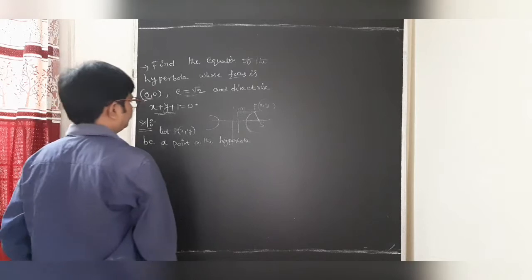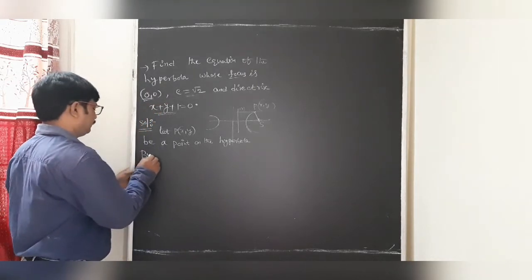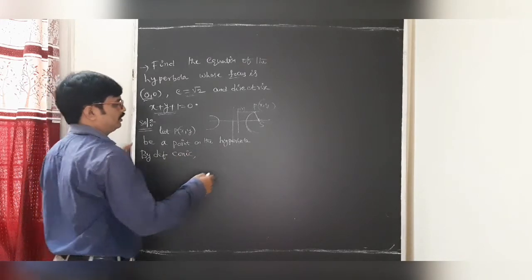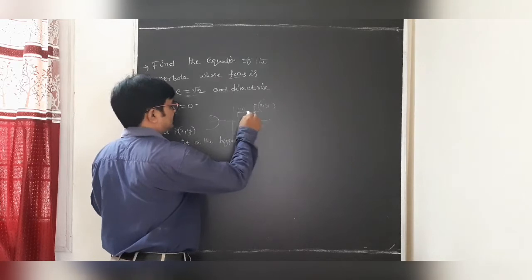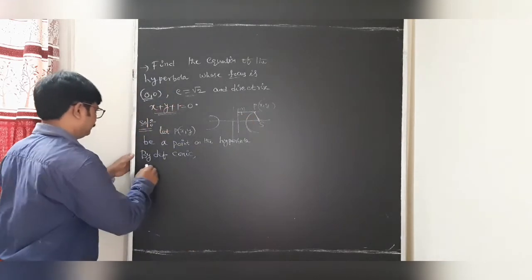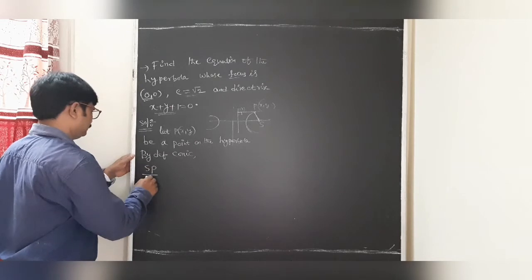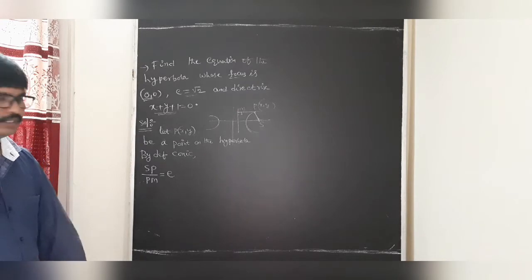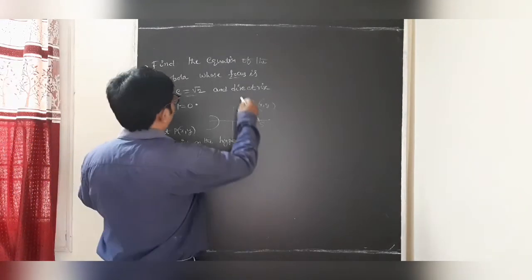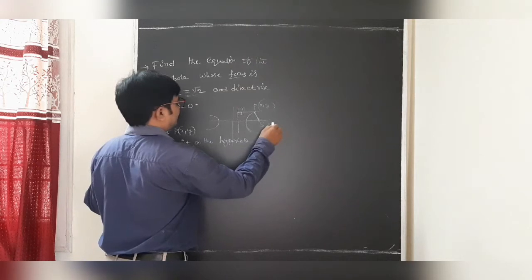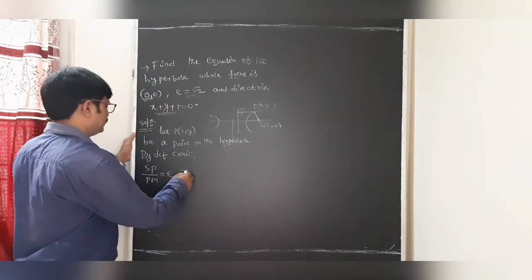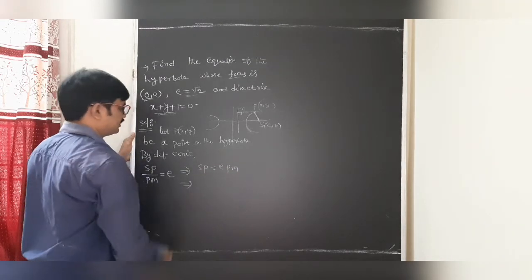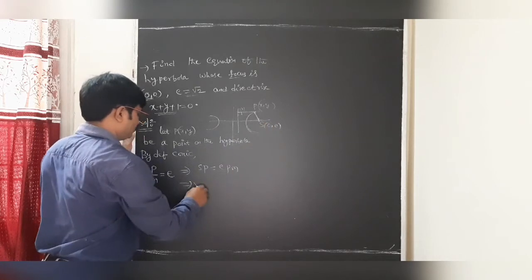So students, now by the definition of the conic, we have to take SP by PM equal to e. What is S? It is given that the focus will be the origin. So dear students, we are taking SP equal to e times PM. SP is the distance between the 2 points.